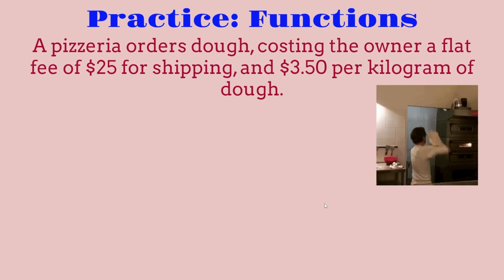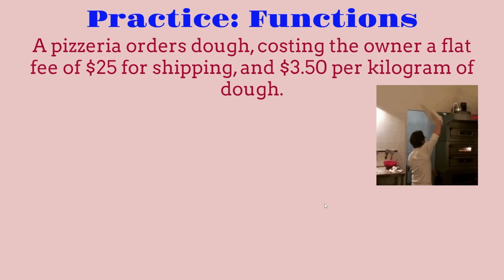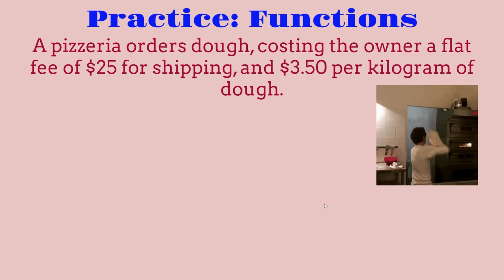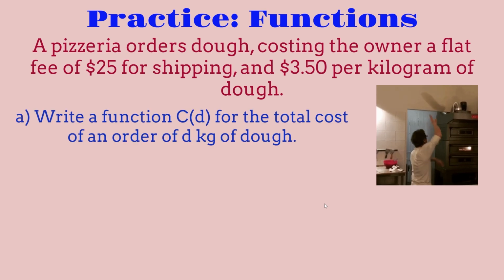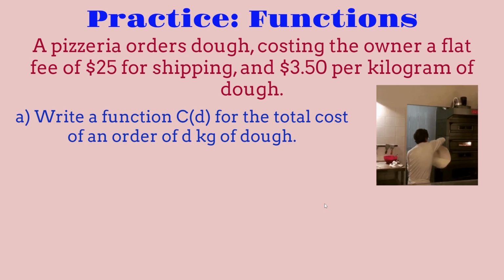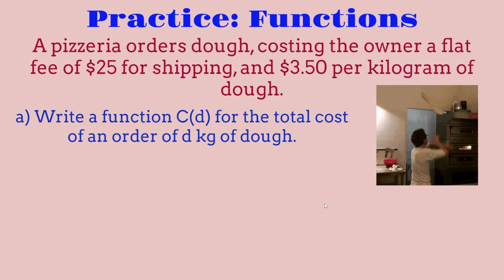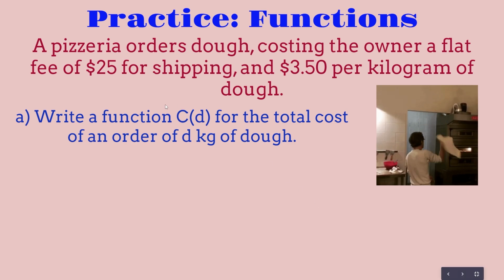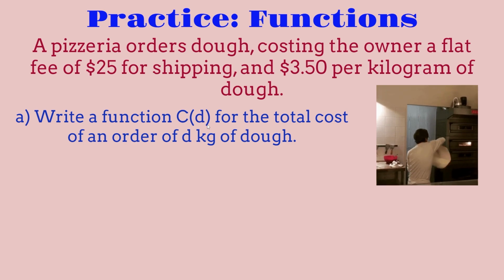And moving on, now a pizzeria orders dough, and this costs the owner a flat fee of $25 for shipping and then $3.50 per kilogram of dough. So now we need to write a function C(D) for the total cost of an order, where D represents the kilograms of dough. So C represents cost and D is the kilograms of dough.